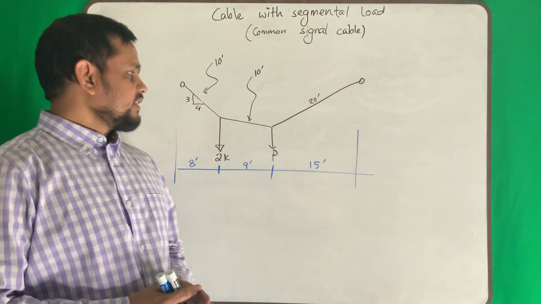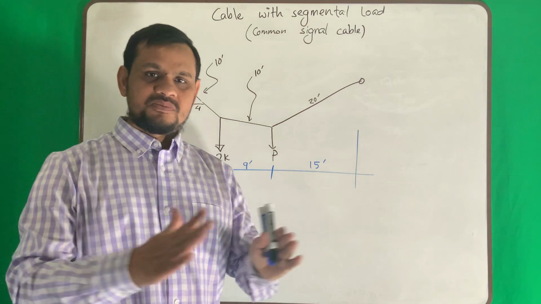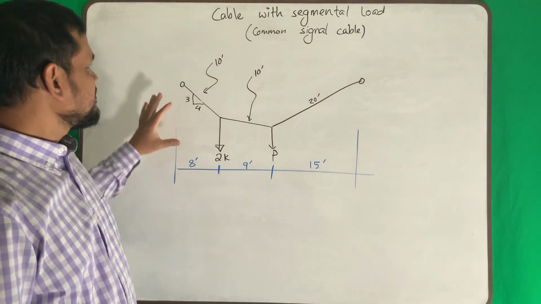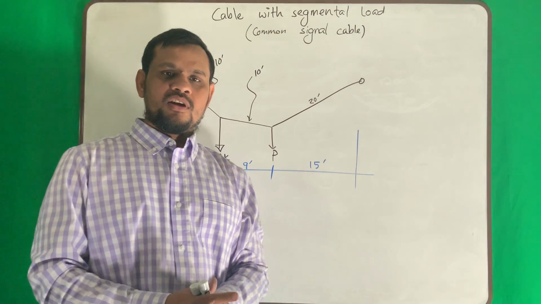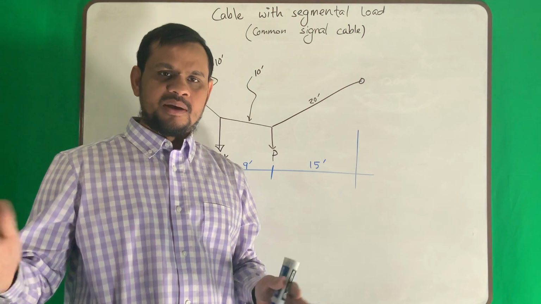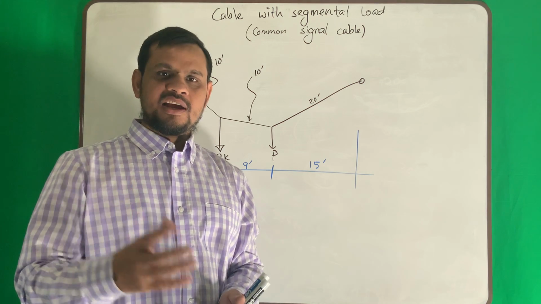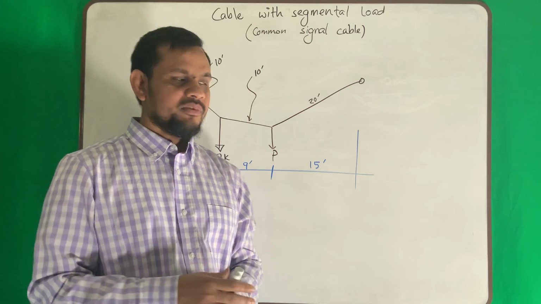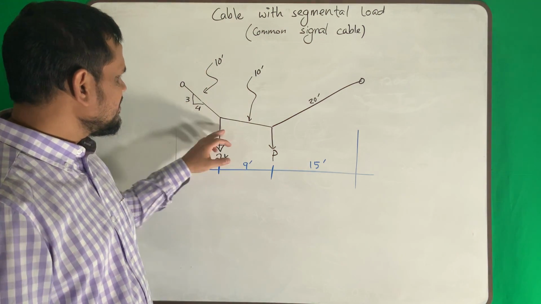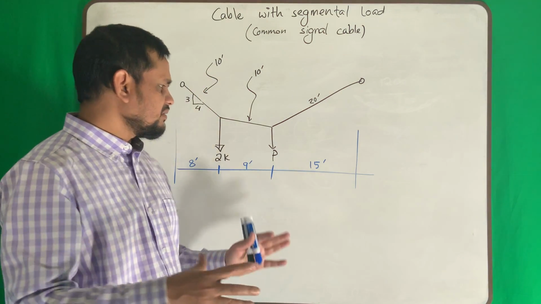This time I will discuss a cable with segmental load or dispersed load. That means a cable similar to a traffic signal. When you drive, sometimes you see that traffic lights or signals are hung using a cable. So the cable looks similar to this. It's not exact. I just drew one with whatever I thought.